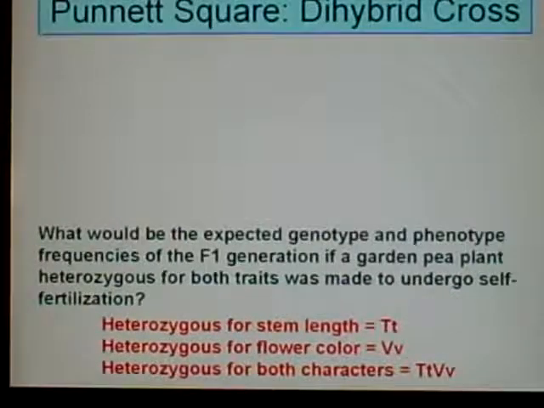Now we're asked, what would be the expected genotype and phenotype frequencies of the F1 generation if a garden pea plant heterozygous for both traits was made to undergo self-fertilization? Okay, well, if this pea plant is heterozygous for stem length, then it would be big T, little t. If it's heterozygous for flower color, it would be big V, little v. So if it were heterozygous for both characters, it would be big T, little t, big V, little v.